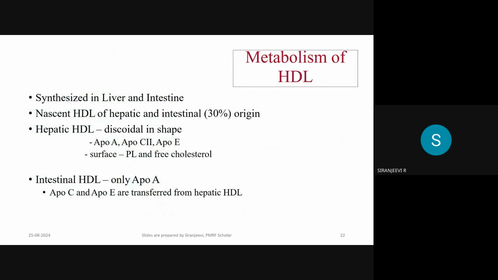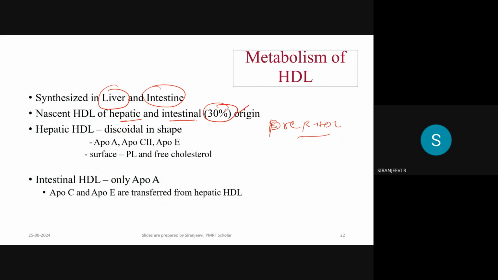Next, we are going to see the metabolism of HDL. HDL's work is to transfer the cholesterol overall. It is usually synthesized in the liver as well as in the intestine. And the nascent HDL is called pre-beta HDL, that we will see in the next slide, like what is going to happen. That is of hepatic and intestinal origin, 30%.